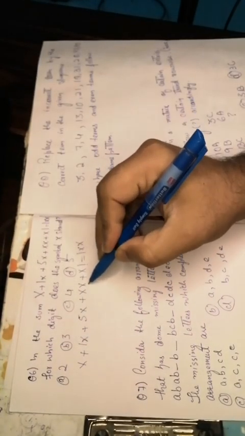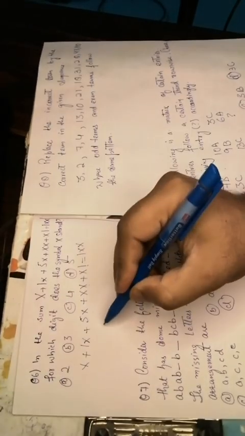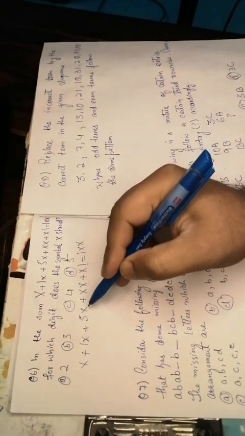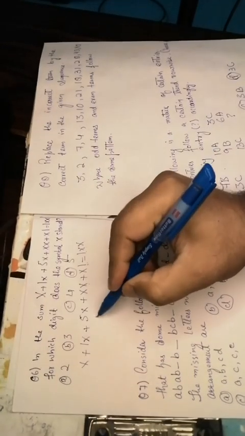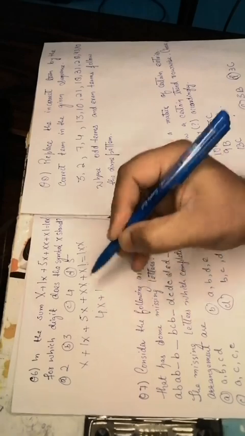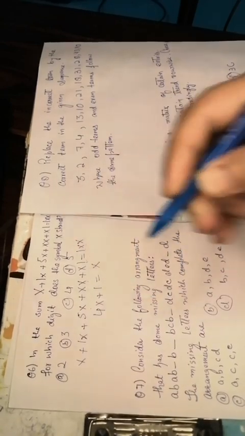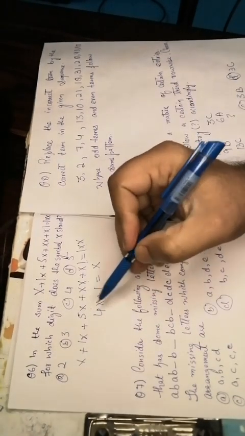So the ones place is 1, x, x, x, and x. Sum them. That's 1 plus x, x plus x is 2x, plus 3x, plus 4x. So 4x plus 1 is equal to x. So when is this possible? We will just choose the options.